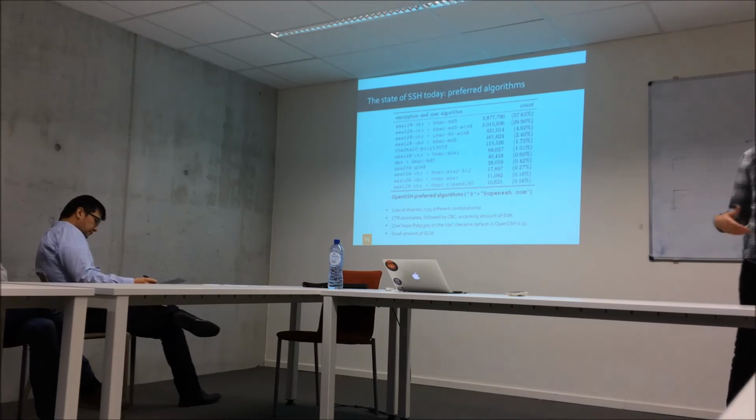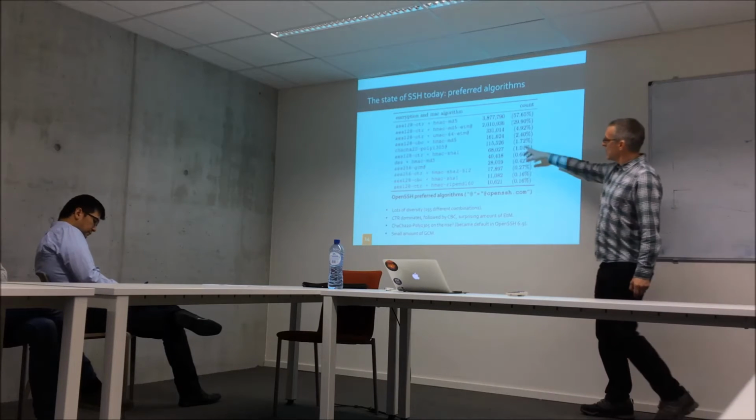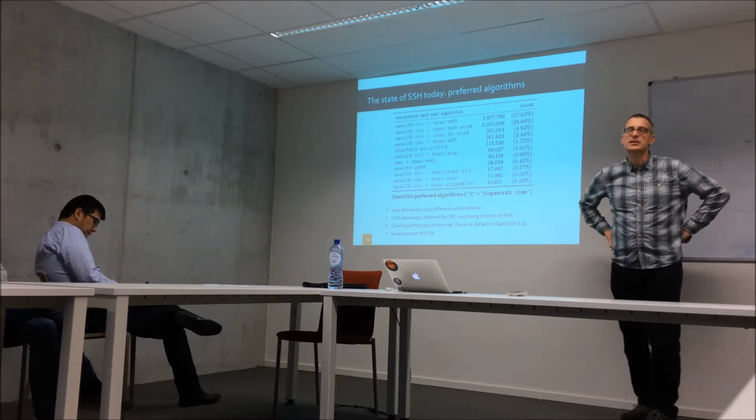So this is us actually starting the handshake and seeing what the server proposes as its preferred algorithm. So this is for OpenSSH. And you see the most popular thing, 57%, is counter mode of AES.